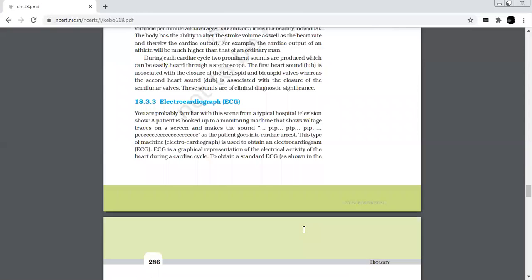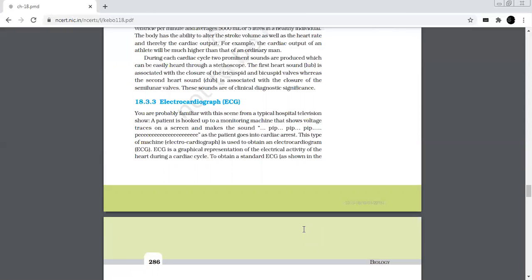Now let us talk about the ECG, electrocardiograph. It is a graphical representation of the electrical activity of the heart during a single cardiac cycle. The cardiogram is obtained by a machine known as an electrocardiograph. The study of this process of recording is called cardiography. The impulse generated by the SA node causes contraction and relaxation of the heart chambers.